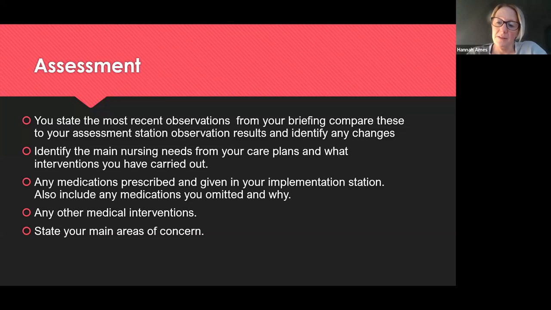You then need to hand over any medications prescribed, and what you've given. So this is where you go to your implementation drug chart and you read out what medications you've given in your station. And also you must include if you've omitted any medications. So for example, if you've not given warfarin, which is an anticoagulant, because the patient has had a bleed, you're going to say you haven't given that. Or say you didn't give the antibiotic because the patient's allergic, you need to hand that over. You also need to hand over any other medical interventions, anything else that you get in any of your briefing or history of the patient that you haven't handed over. And again, if you are concerned about this patient, you hand over your main area of concern.